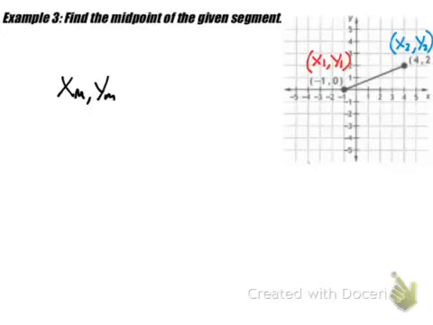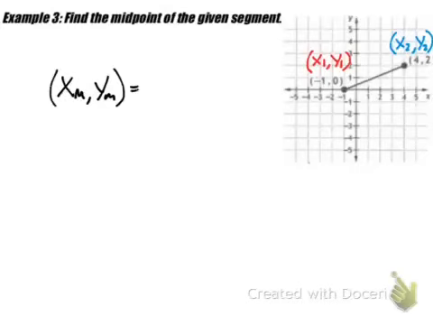In example 3, we're going to find the midpoint of the segment given. We have our first point at (negative 1, 0), and our second point at (4, 2). Let's label our coordinates: x sub 1, y sub 1 as our first point, and x sub 2, y sub 2 as our second point. To find the midpoint, I'm going to write down x sub m, comma, y sub m, knowing that we have to find the x coordinate and the y coordinate of the midpoint. Our final answer should be an actual ordered pair.